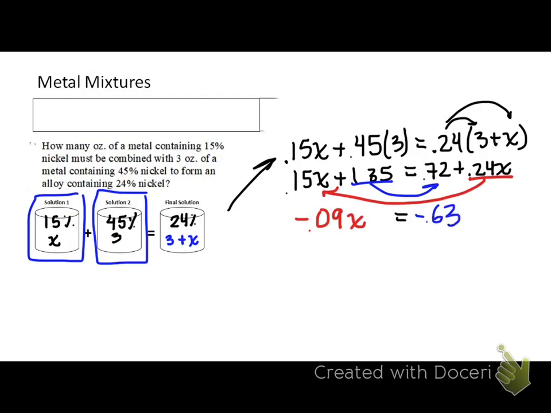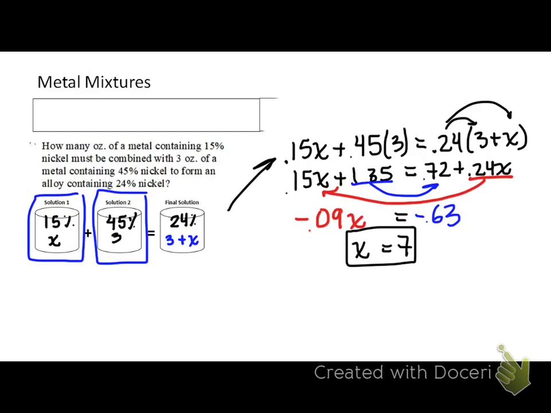We're going to solve this out by dividing. x will be equal to 0.63 over 0.09, which gives me just 7. So it's telling us our concentration will be 7 fluid ounces, or 7 ounces, of nickel at 15% concentration, plus 3 at 45% will give me a 24% solution at 10. Okay.